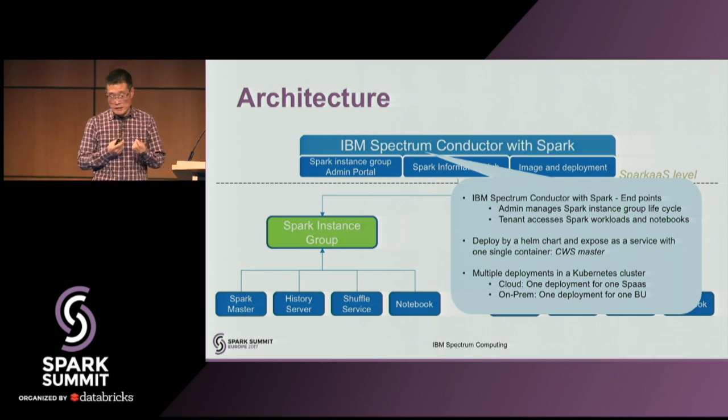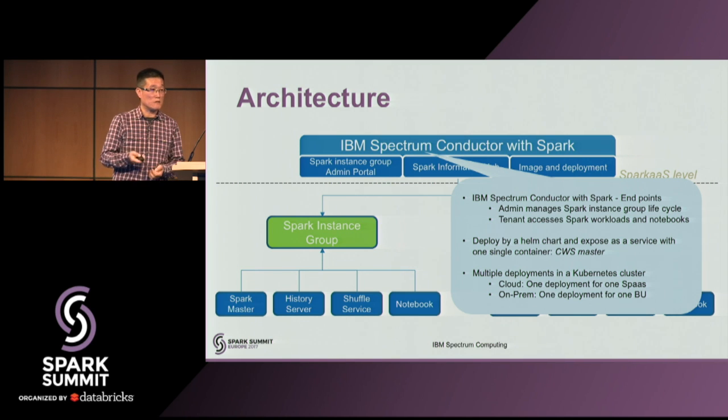So if you put this infrastructure into a use case, in the public cloud, one CWS can provide one Spark as a service. And if you put it into an on-prem cluster, then you could define one CWS for one business unit.